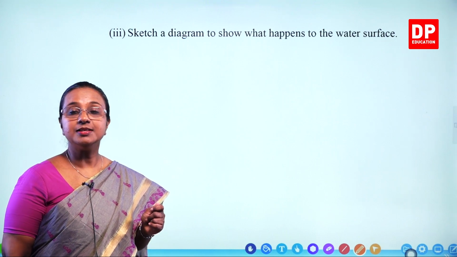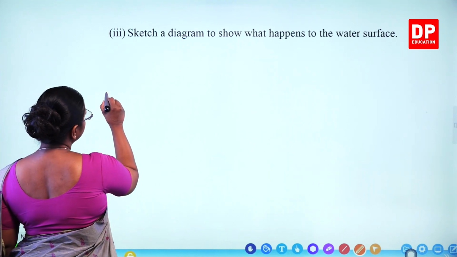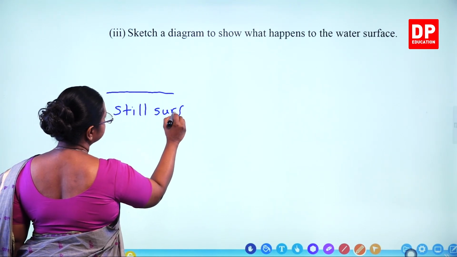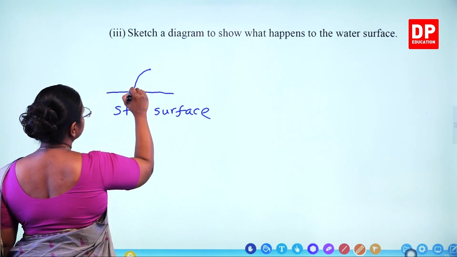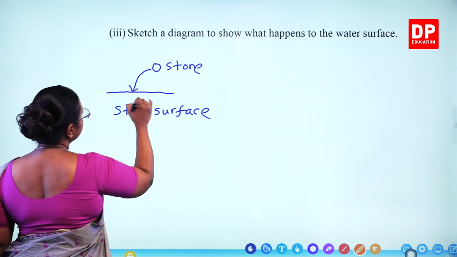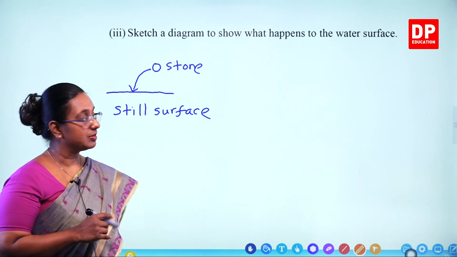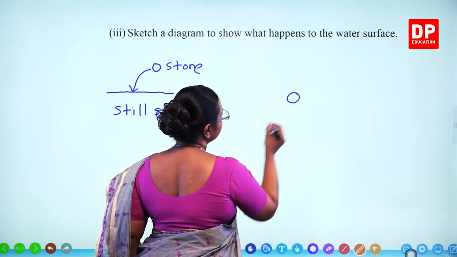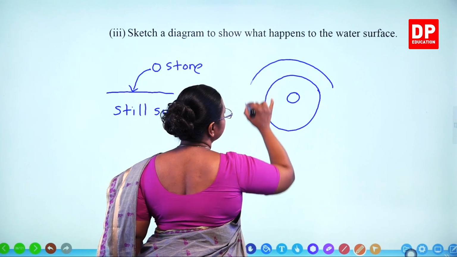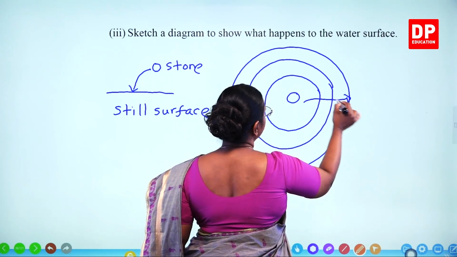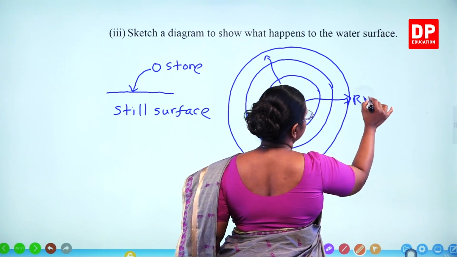Sketch a diagram to show what happens to the water surface. So, here initially the water surface is still. A stone is thrown onto it, then initially there will be a disturbance. If you look from the top, if this is the point where the stone fell, you can see the water ripples like this going around in circles. So, in all directions you can see the ripples.